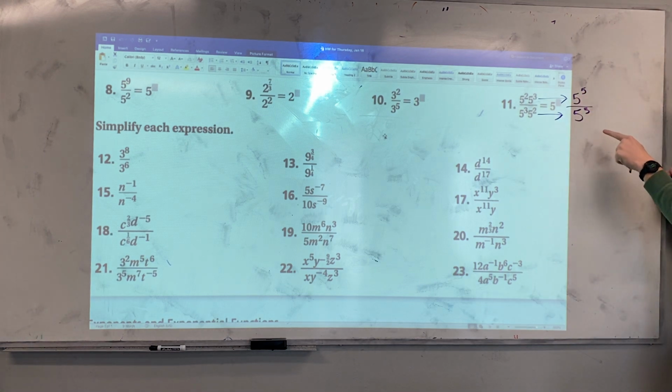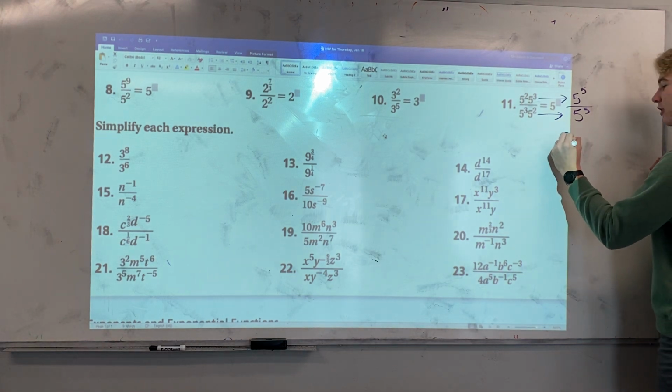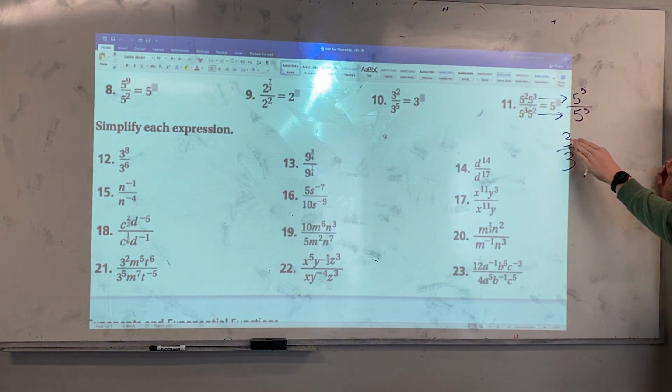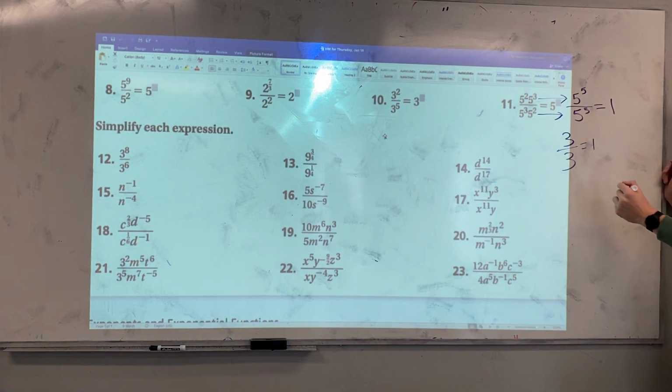And these are the same thing. 5 to the fifth over 5 to the fifth is the same thing. Whenever you have the same number on the top and the bottom, what does it simplify to? 1. Let's say I had 3 over 3. Ignore the exponents, it's still the same number. 3 over 3 simplifies to 1. 5 to the fifth over 5 to the fifth is also going to simplify to 1.